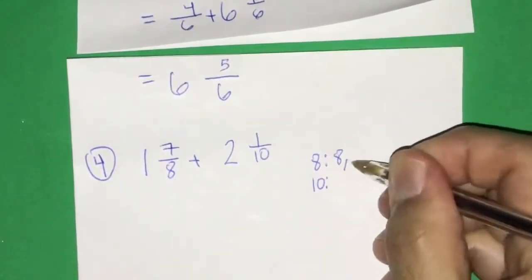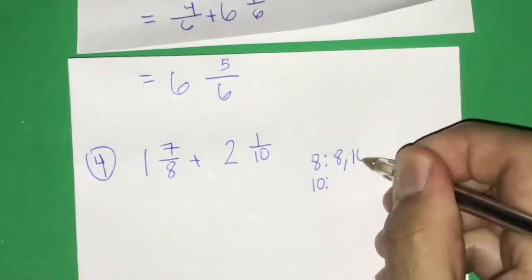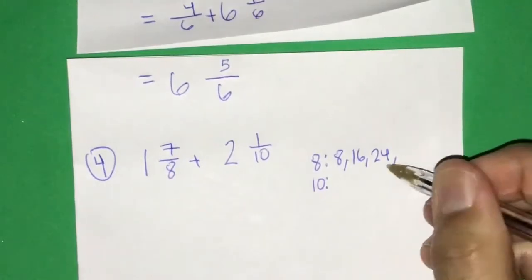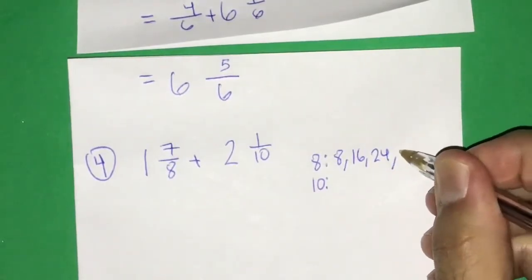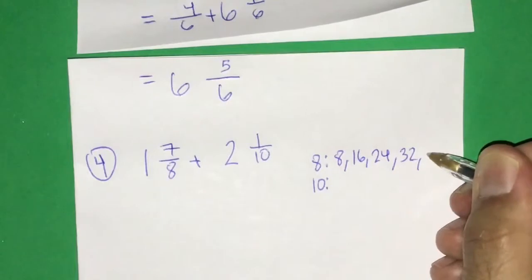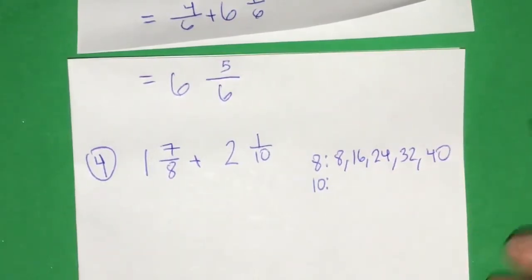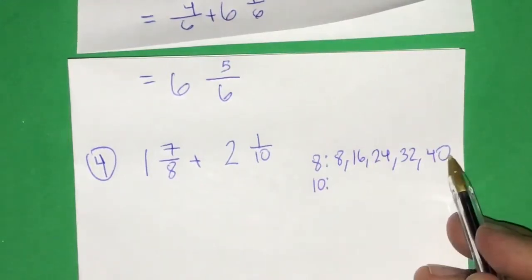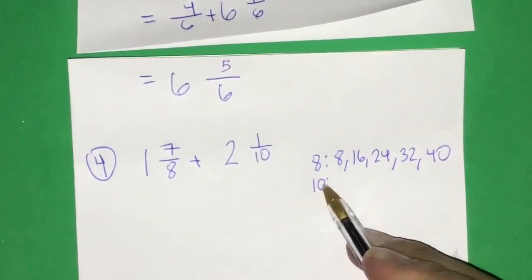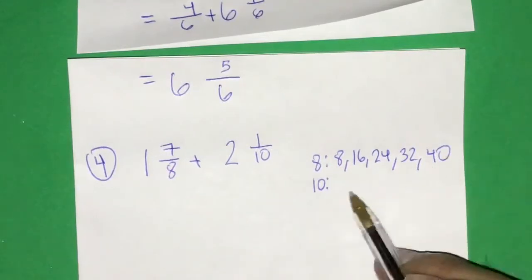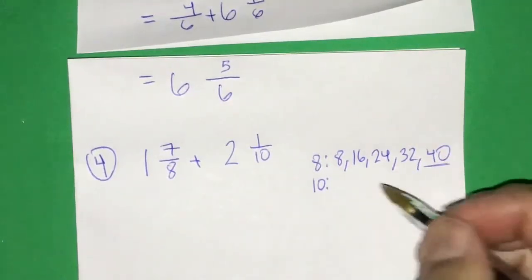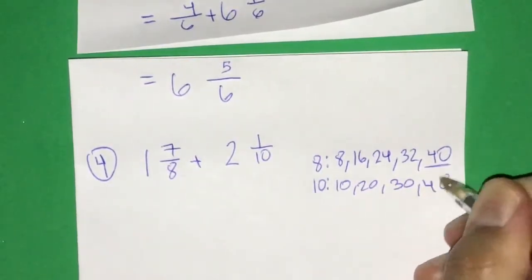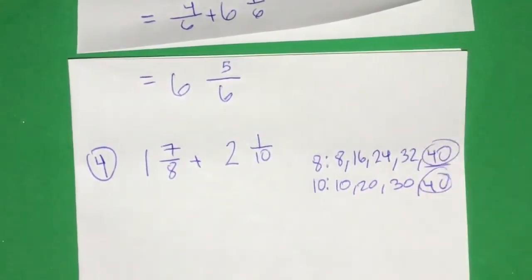Okay. So we're going to get 8. If we add another 8, we get 16. If we add another 8, we get 24. And if we add another 8, we're going to get 32. And if we add another 8, we're going to get 40. Okay. So we know that our lowest common multiple is going to have to end in 0 because it has to be a multiple of 10 as well. So it looks like 40 is going to be our lowest common multiple because we're going to get 10, 20, 30, 40. So it looks like 40 is going to work out.